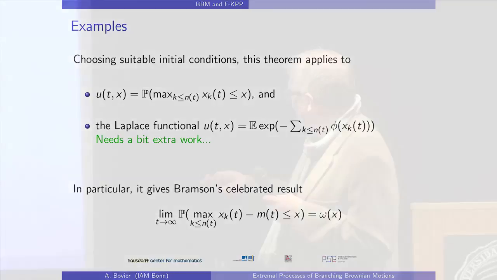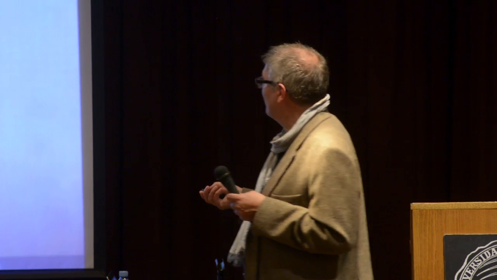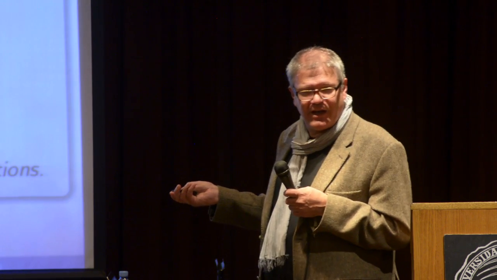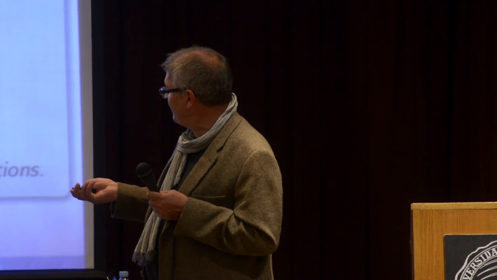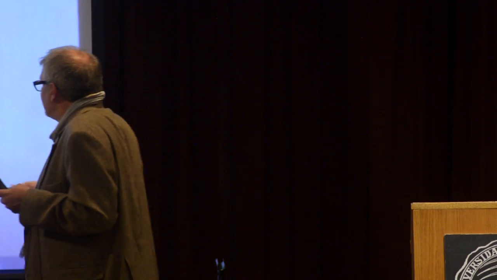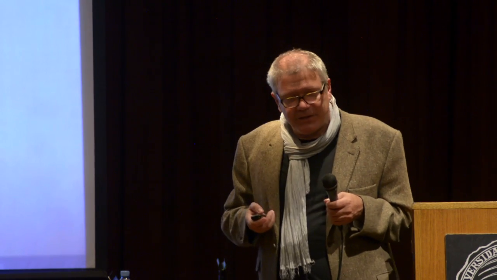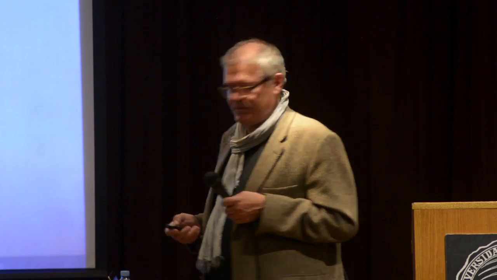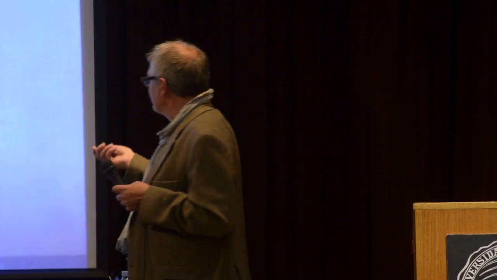And mind you that this m of t looks very much like the u of t that we had for the REM. And the main difference is that here, in the REM, there would be a 1 here instead of a 3. So it's almost like it. And of course, the omega of x here is now clearly seen not to be the Gumbel distribution because the Gumbel distribution wouldn't solve this equation. But anyway, so this was this result.